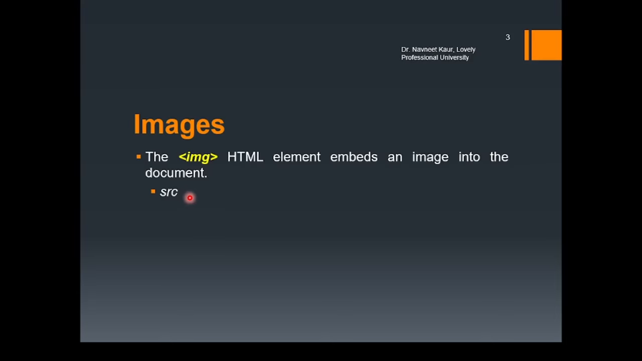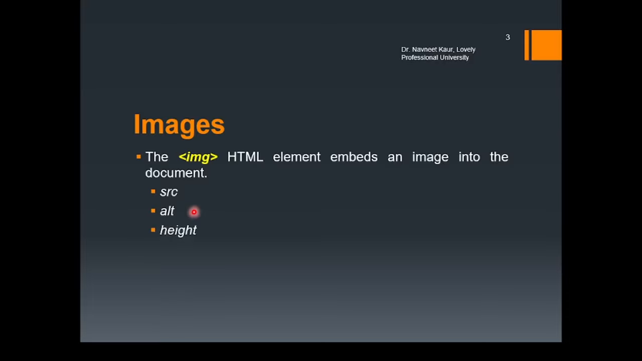src means source. The value of this source attribute can be the name of an image from your system, from your computer or laptop. And the second option can be an online URL, or you can say an online link from the web. The second attribute is alt. The alt attribute signifies the alternative text. Just in case your image is not available, or the image could not be loaded or could not be found, then an alternative text will be visible to the user.